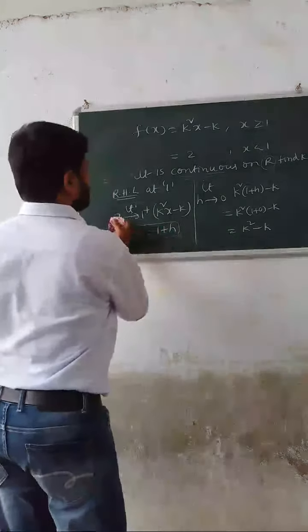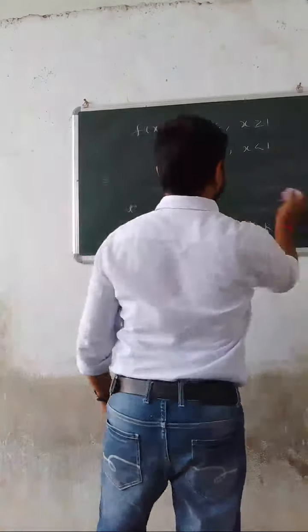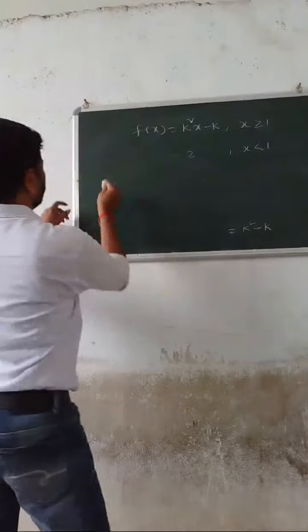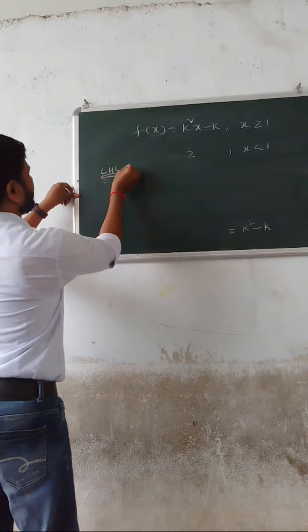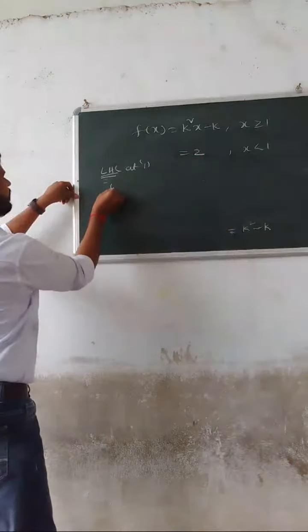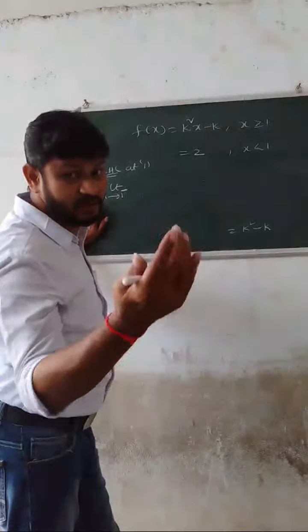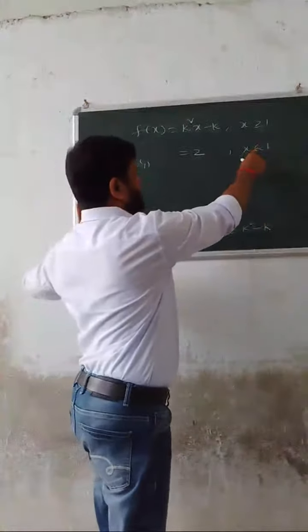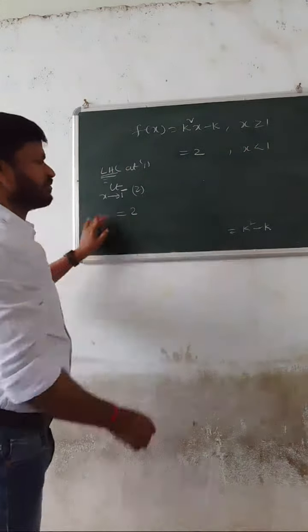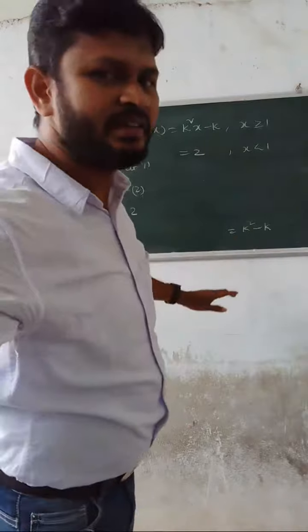Next, now we will go for the left hand limit. Put here, this is the right hand limit, and I will go for the left hand limit. So left hand limit at 1. The limit x tends to 1 minus. 1 minus means x value less than 1. Here it is less than. That is what 2. Now what is the left hand limit? 2. We got the left hand limit as 2. Right hand limit is what? k square minus k.